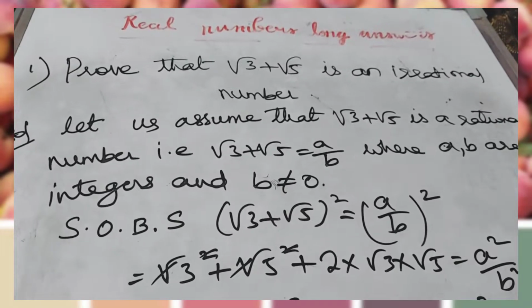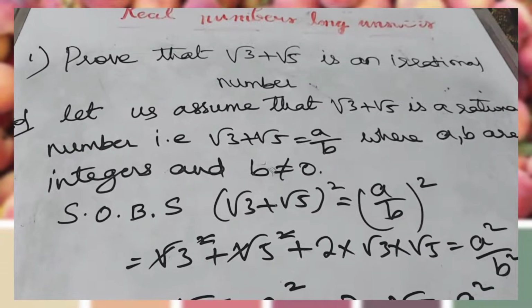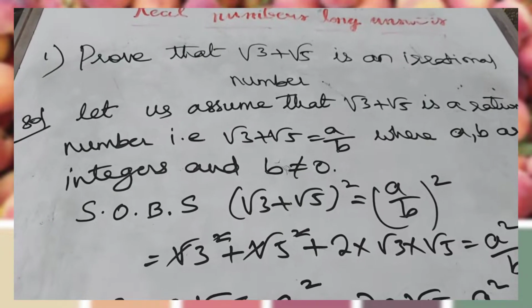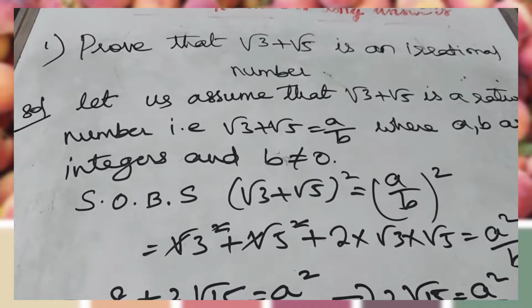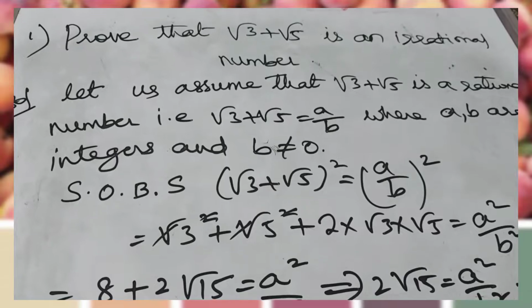Long answer questions from your chapter real numbers. First one is prove that root 3 plus root 5 is an irrational number. Okay, so let us assume that root 3 plus root 5 is a rational number.